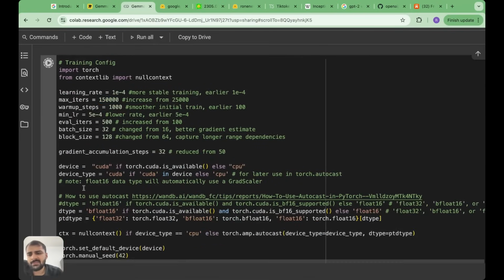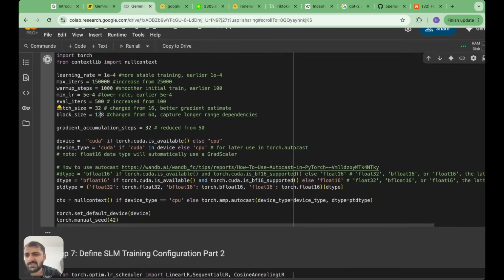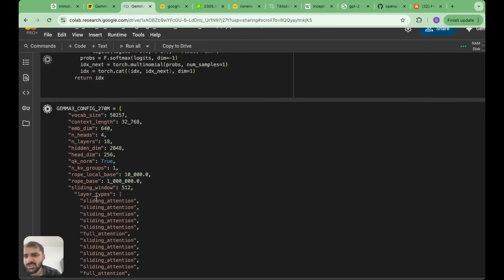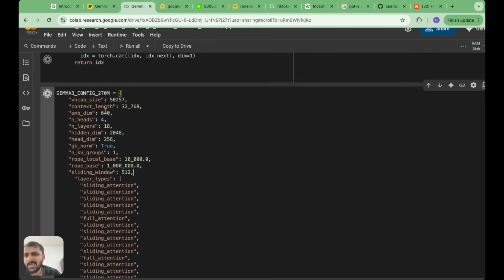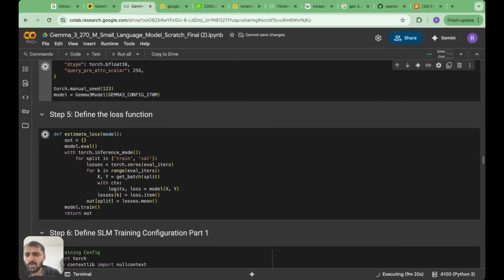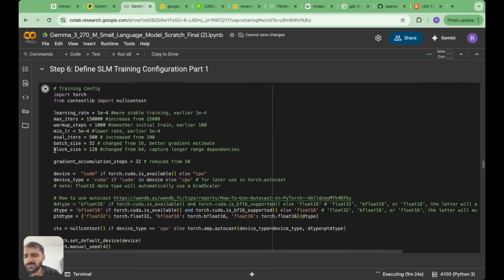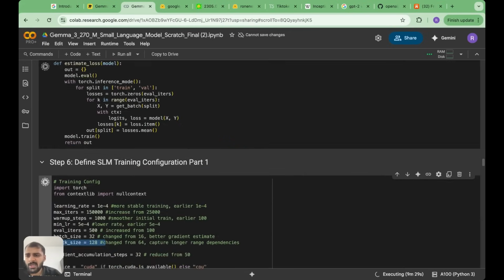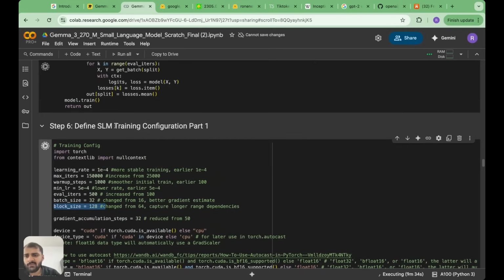All right, and for the sake of simplicity here, what I've done is that I've set the batch size to be 32, and the context window or the batch block size I've set to be equal to 128. You can change these parameters to the actual values if you want. Everything else I've used as it is from the Gemma configuration. The only things which I've changed from the Gemma configuration is the vocabulary size, and then here I've changed the context window size slightly just so that I can demonstrate this whole training procedure to all of you. So this is the SLM training configuration part 1.